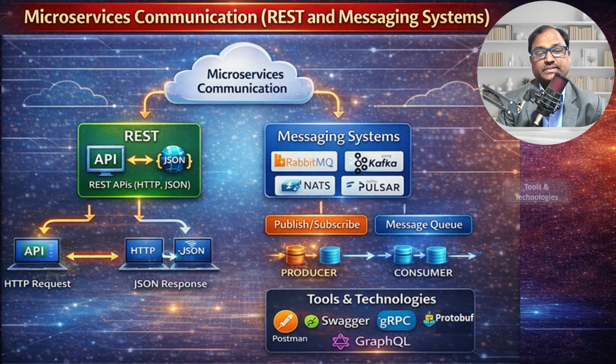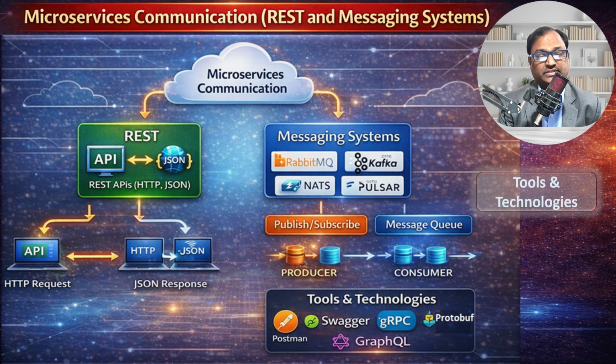Now, tools and technologies. Let us look at some important tools and technologies used in microservices communication. Postman. It's used for testing APIs. Swagger. Used for API documentation and design. gRPC, a high performance communication protocol faster than REST. Protocol buffers. Used with gRPC for efficient data serialization. GraphQL allows clients to request only the required data. These tools help developers to build APIs, test services, improve performance, maintain documentation.